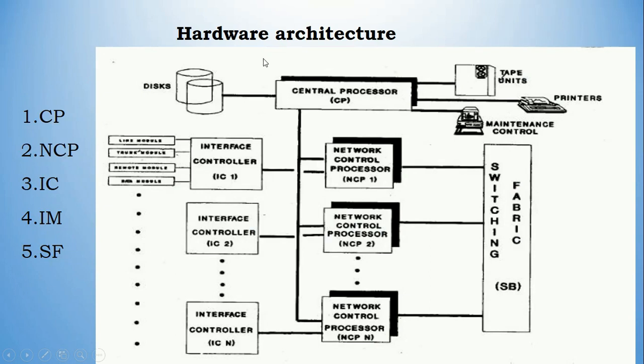This is the first most expected question from this module. Explain the generic hardware architecture of a digital switching system. Already I hope you have studied this diagram in a different way. You know how to connect the modules to IC, then IC to NCP, CP. Only this connection is known to you along with switching fabric.